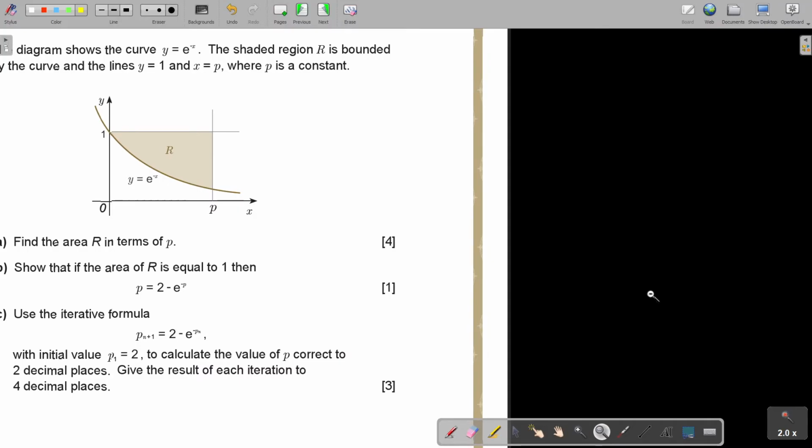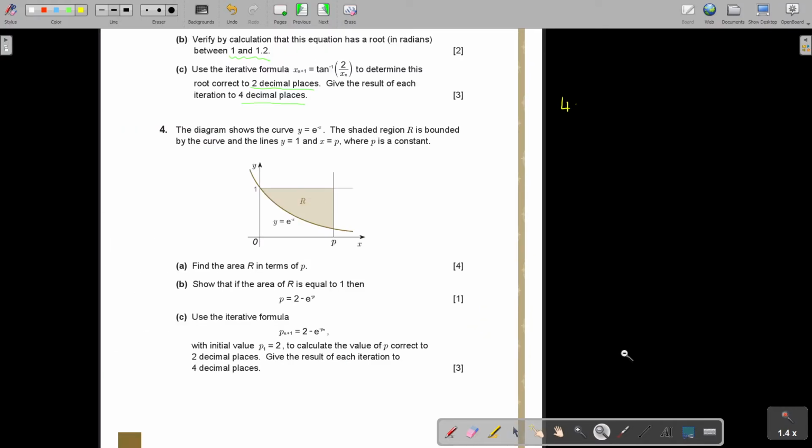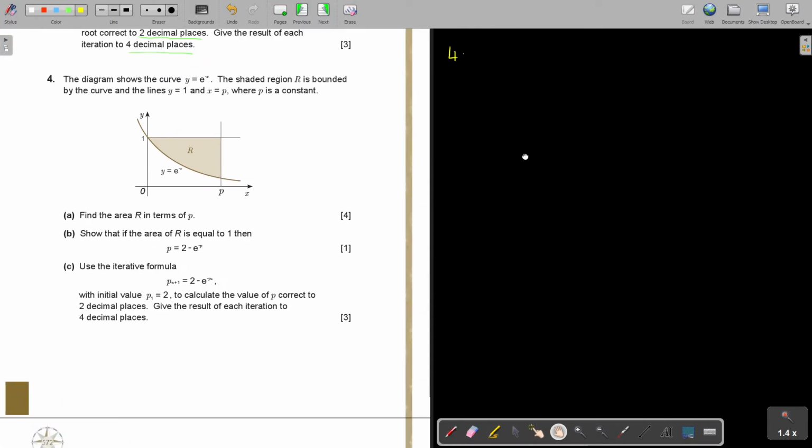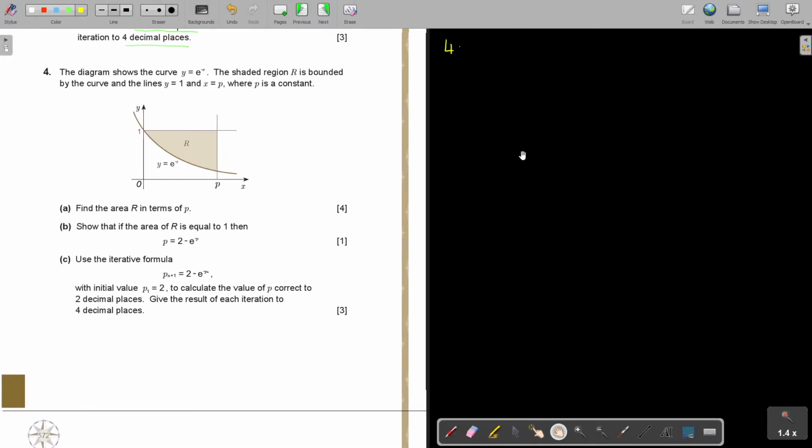Okay, so let's just go a little bit smaller. Then I'm going to start. They say the shaded region R is bounded by the curve, the lines y, remember, you just make it red, y is equal to 1, and this is P, where P is a constant. Find the area of the region R in terms of P.